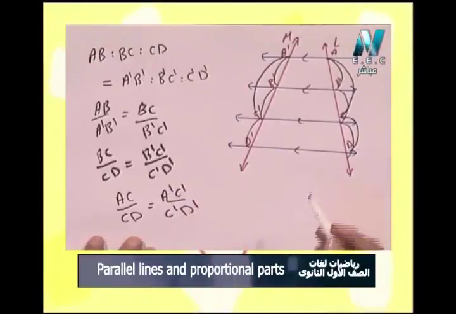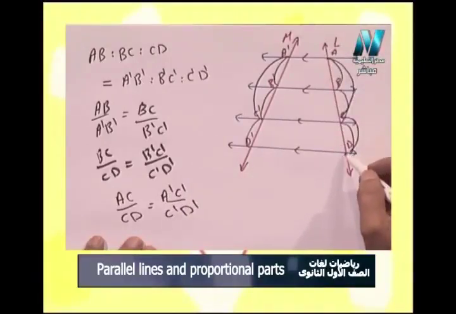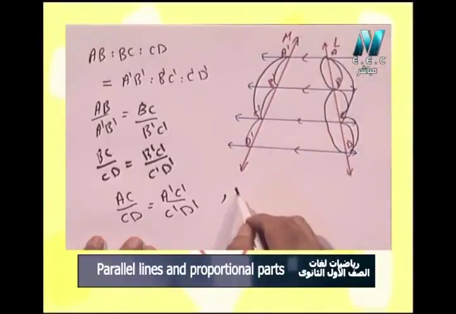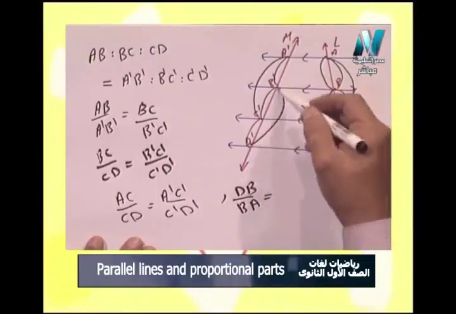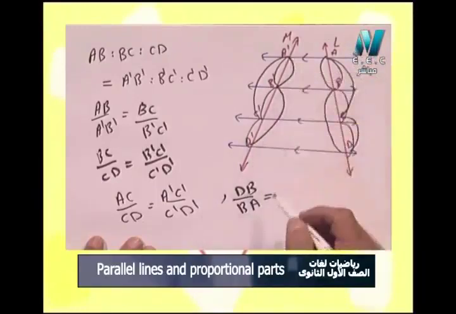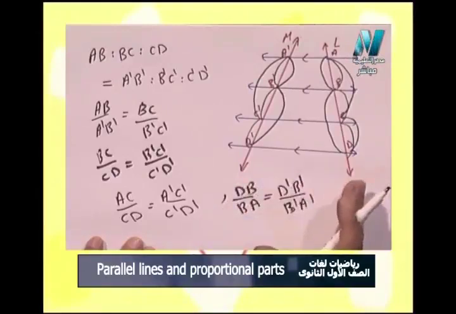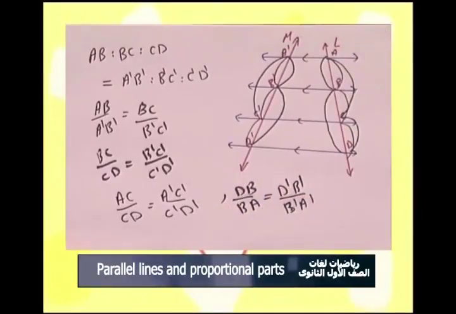And also we can start from the top, bottom to top, like that. We can say that DB over BA will be equal to D dash B dash over B dash A dash. Any ratio from the right side or left side, but they are the same. Try to find out the ratio to be the same. Yes, let's move to another question.